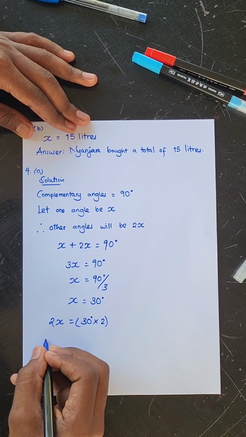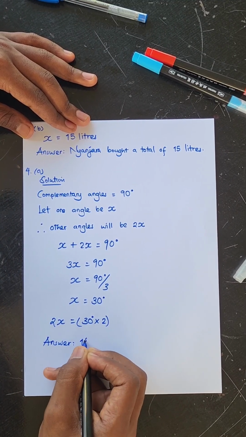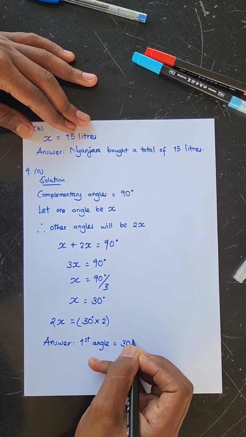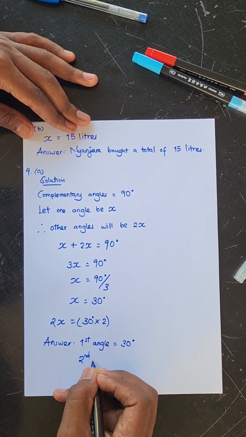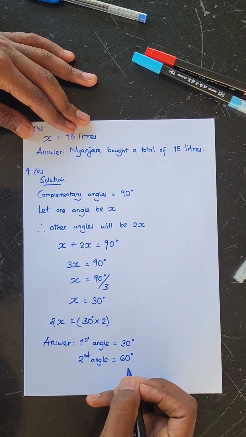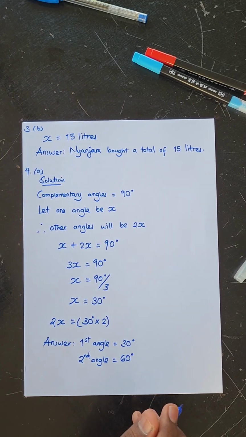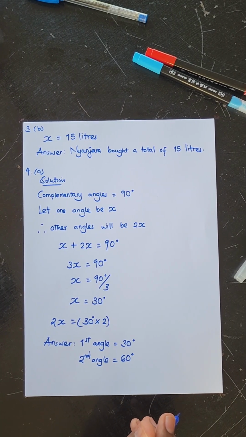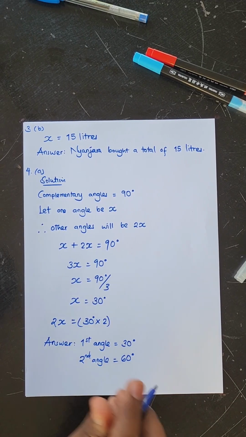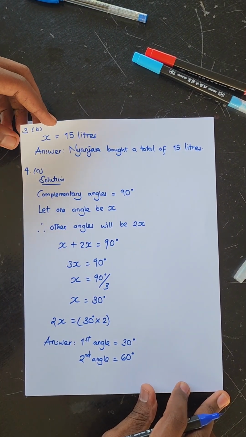So answer, first angle 30 degrees, second angle 60 degrees. Okay, yes. That is number 4A. Moving on to number 4B.